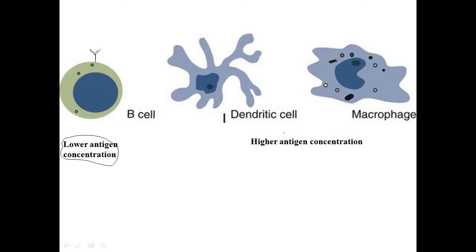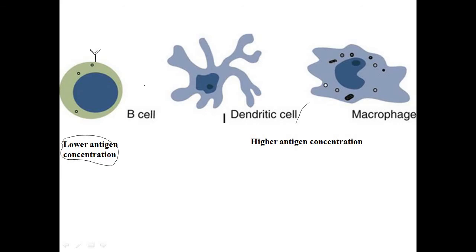But if the concentration of antigen is very high, then either the dendritic cell or the macrophage will play an important role. So whatever the concentration of antigen, the main purpose of these three antigen presenting cells, the B cells, the dendritic cells and the macrophages, is to remove the pathogen from our body, because the function of our immune system is to protect us, and these are the part of the immune system that helps us to fight disease and infection. So all these three play a very important role.